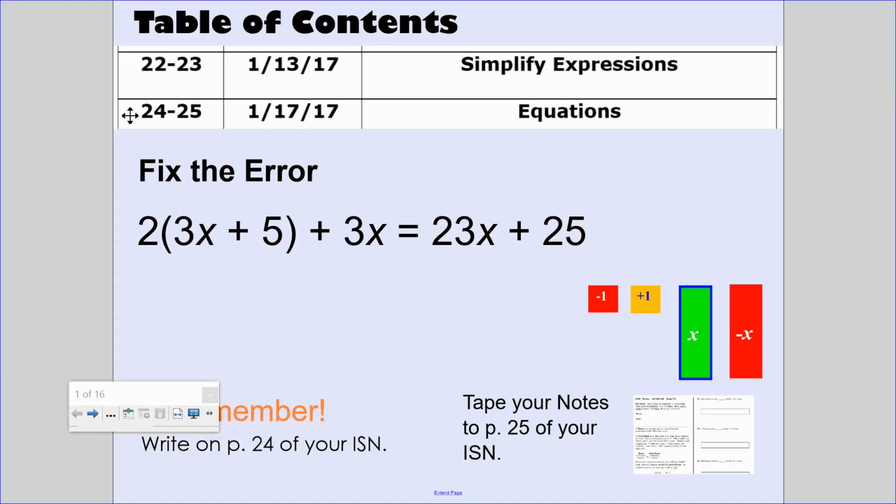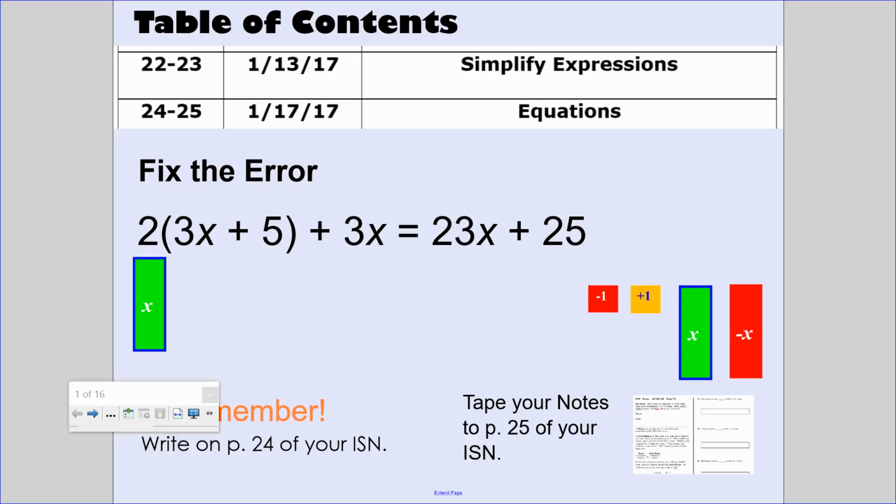This lesson is over equations. Before we do that, let's look at our number routine. How do we fix the error? There's something wrong here. What is 2 times the quantity of 3x plus 5, plus 3x, is equivalent to 23x plus 25.